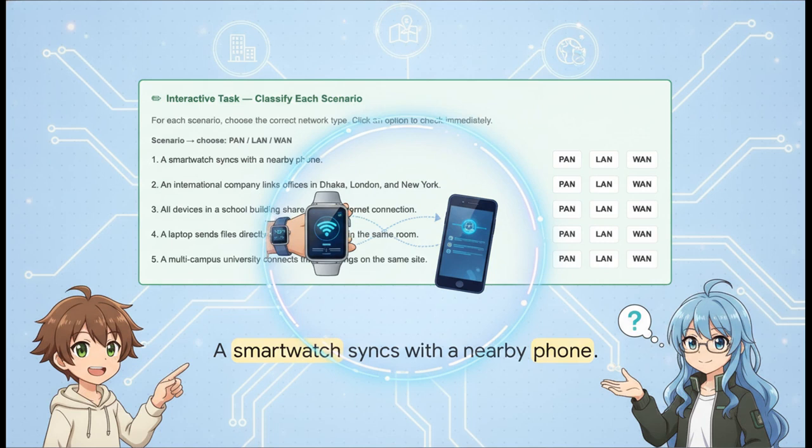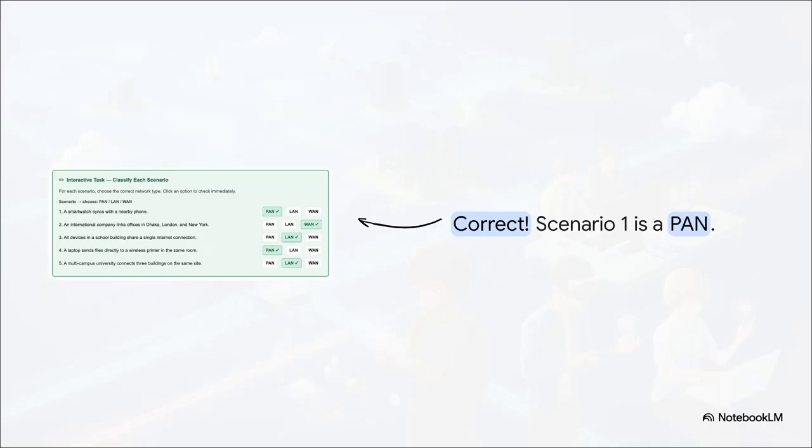A smartwatch is syncing data with a nearby smartphone. Is this an example of a PAN, a LAN, or a WAN? Think about the distance and the devices. Go ahead, shout it out. If you said PAN, you absolutely nailed it. It's a personal area network because it relies on 2 devices directly connected at a very close range, usually through Bluetooth. Awesome job. Okay, let's try one more.